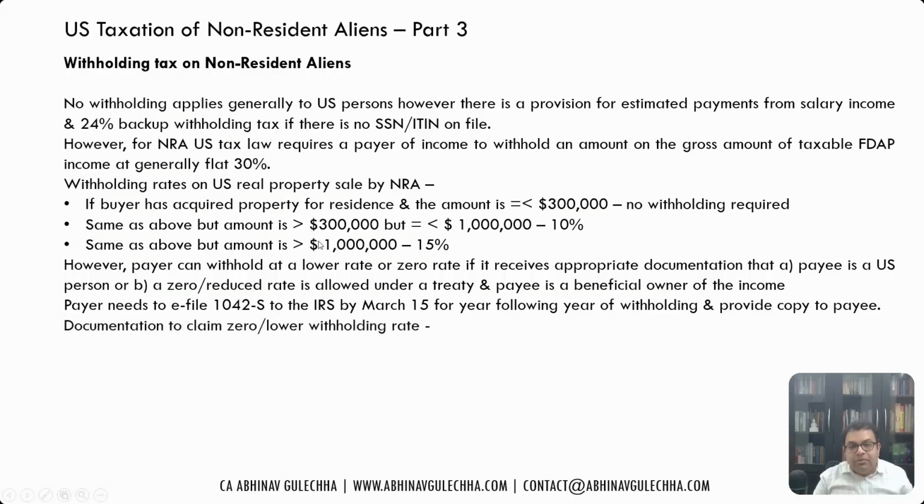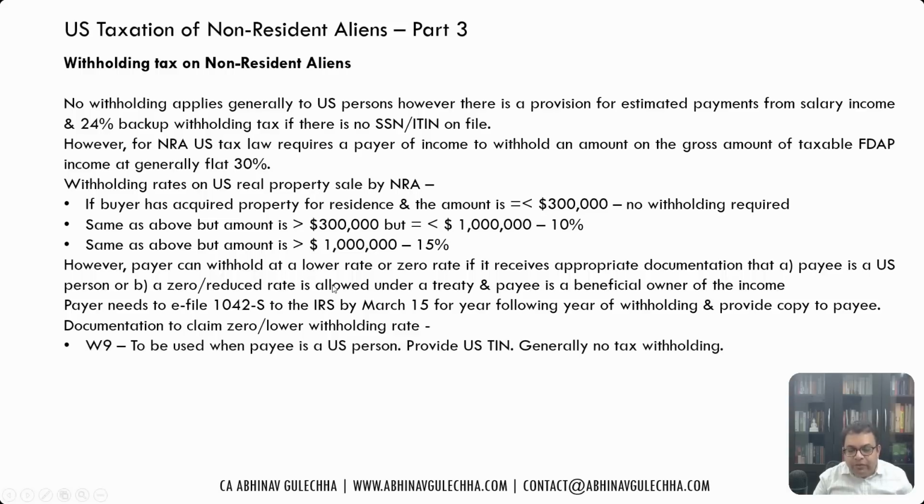Now, what are the documentation to claim zero or lower withholding rate, which you need to provide to the payer, right? So W9. Now, W9 form is to be used if you are a US person, right? If you are a US person, you need to please understand, if you're not a US person, you should never provide this form. If you're a US person, then you have to provide your US TIN or SSN on that W9. And if you provide that, then generally there is no tax withholding.